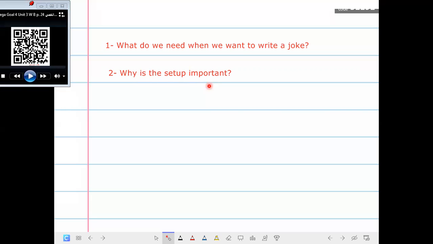Because the setup should tell the audience who the characters are. Good, good. The setup should tell the audience who the characters are. Okay, good, excellent. There is something else. Yes, and it should tell us where and when the joke is happening. Okay, this is another thing. We should know where and when the joke is happening.